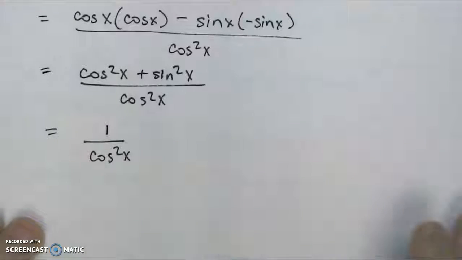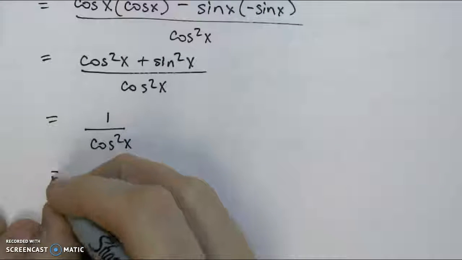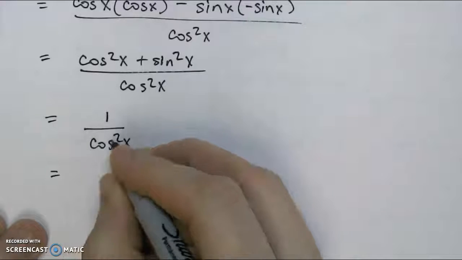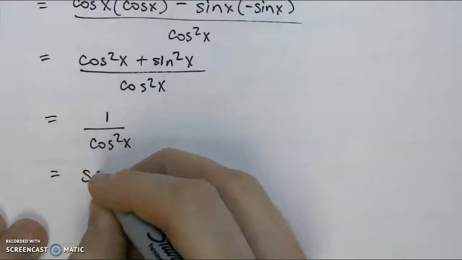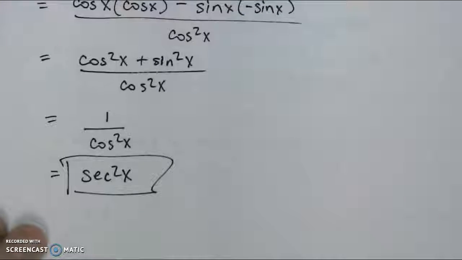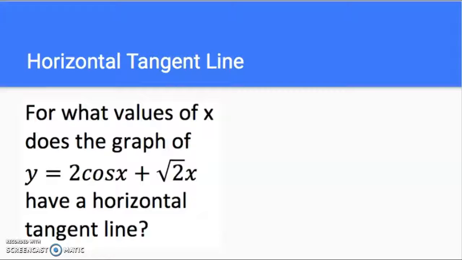Remember, we want secant squared. We have cosine on the bottom, and cosine is the reciprocal of secant, so we get secant squared. So that is our full proof. So this is just a different type of problem.